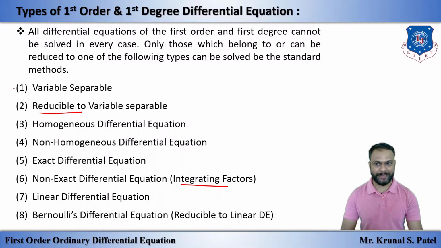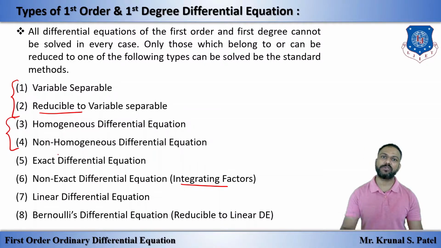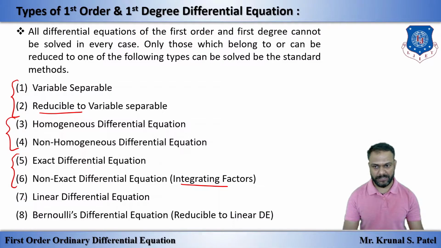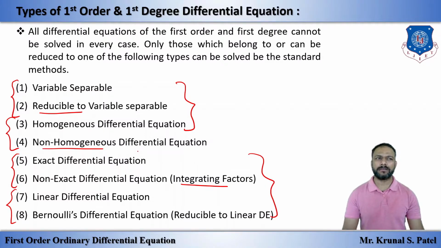Out of these we actually have only 4 methods. The entire one method, variable separable, is used in reducible to variable separable and homogeneous. Then non-homogeneous; exact and non-exact are both similar, like you just reduce a non-exact into exact, then you use the method of exact. In a similar way, linear and Bernoulli. So these are the 8 different methods, and which are the most important? These 3 are the most important. Examples based on the non-homogeneous differential equation are many times not asked, so you have to just focus on the remaining 7.